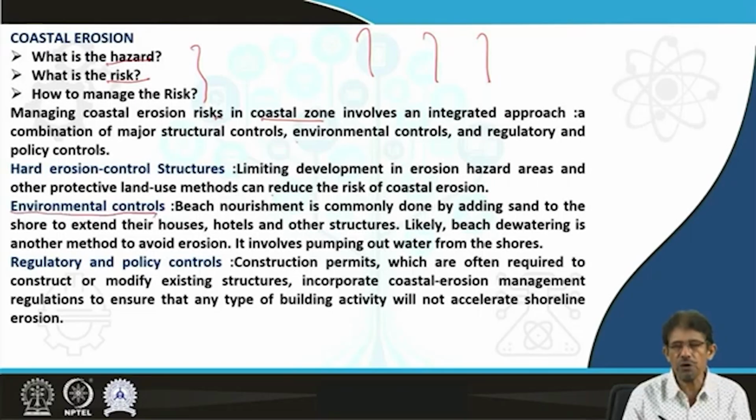Environmental control, this is the soft techniques or natural techniques involving some artificial measures. Beach nourishment is commonly done by adding sand to the shore to protect houses, hotels and other recreational facilities. Likewise, beach dewatering is another method to avoid erosion, and it involves pumping out water from the shore. Besides this, people are practicing plantation of different varieties of trees, plants and grasses to protect the coastal zone from an environmental point of view.